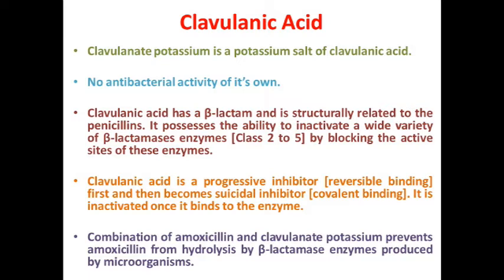What happens is that when you start with the doses of clavulanic acid, the initial few doses are progressive inhibitors, so a kind of reversible binding to beta lactamase enzymes. But as you increase the dose, you see more and more enzymes getting inactivated, especially beta lactamase, and over a period of time, these enzymes will be blocked by covalent bonding, and the result is that clavulanic acid, once attached to these enzymes, loses its own activity. So it's kind of a suicide for the clavulanic acid.